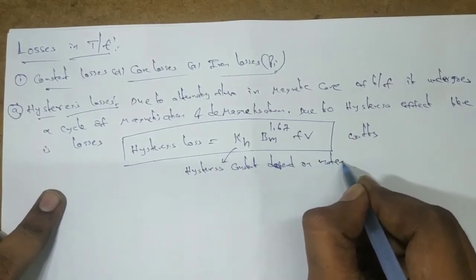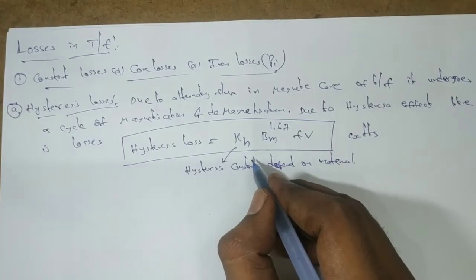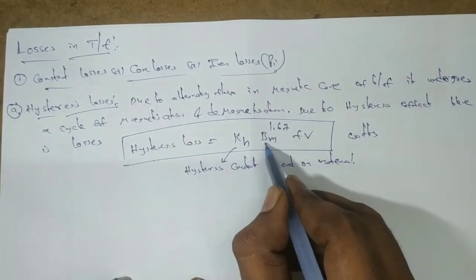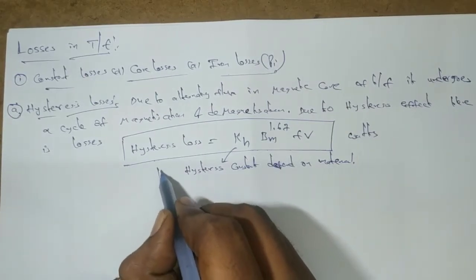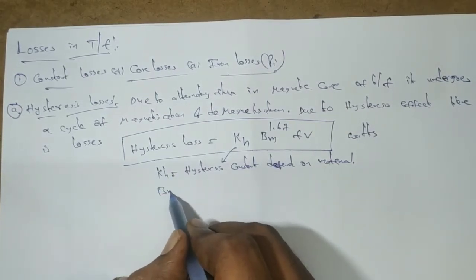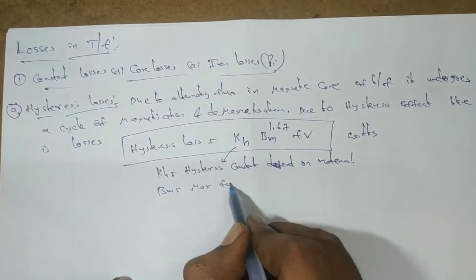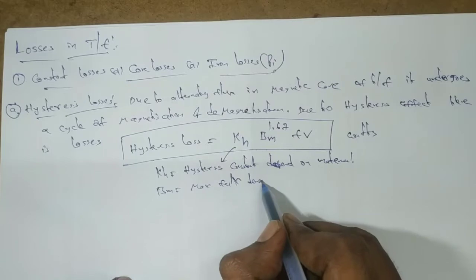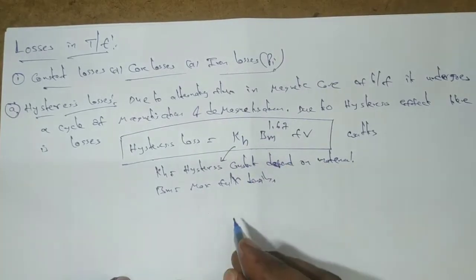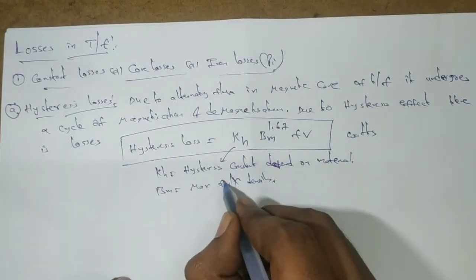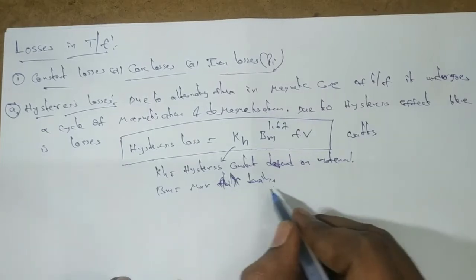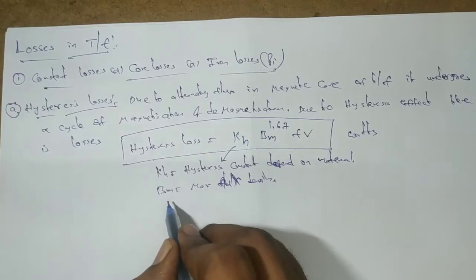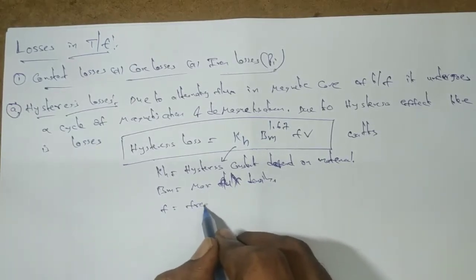Kh is a hysteresis constant depending upon the material. Each material has its own hysteresis constant, and this value changes when we change the material used for the magnetic core. Bm is the maximum flux density, which is of constant value, F is the frequency, which is also a constant value, and V is the volume. So this is the formula for hysteresis losses.